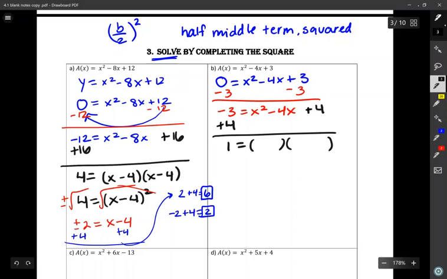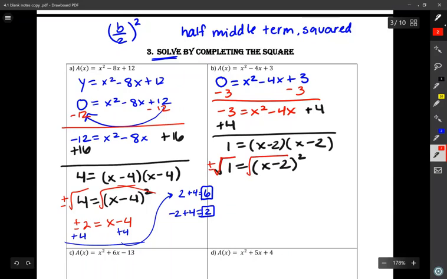Factor this, or write it as a perfect square. Two things that multiply to get 4, add to get negative 4. And again, your last step is going to be to square root both sides. Don't forget to take the plus minus, that cancels, so we're left with positive and negative 1 equals x minus 2. Add 2 to both sides.